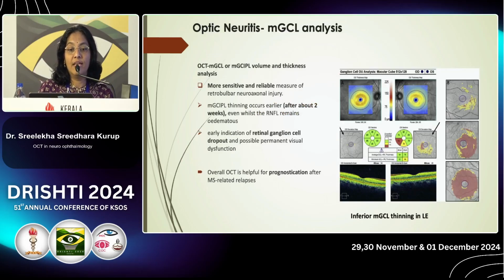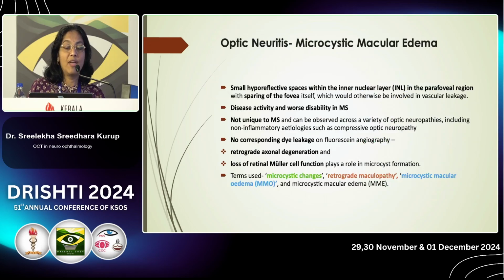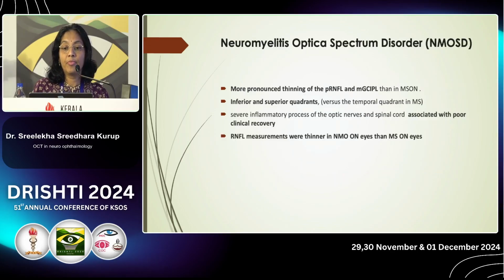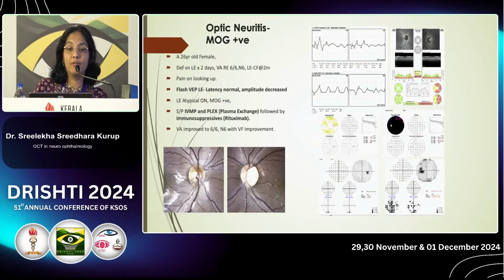Macular ganglion cell layer is a more sensitive and reliable index of acute neuroaxonal injury and shows changes early, even about 2 weeks after the onset. Microcystic macular edema can be observed, and in multiple sclerosis, it indicates disease activity and worse disability. Neuromyelitis optica causes increased thinning of RNFL and GCL compared to multiple sclerosis, and this is more predominant in the inferior and the superior quadrants than the temporal quadrant.